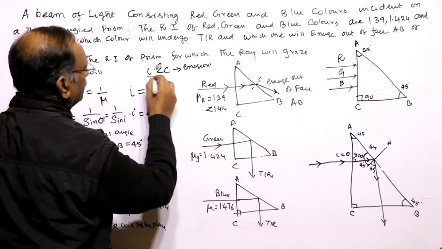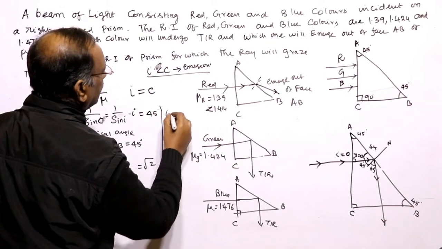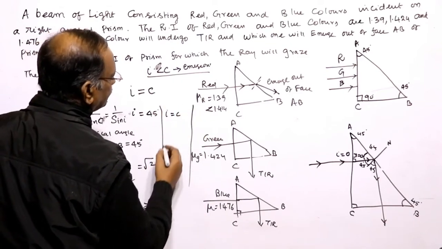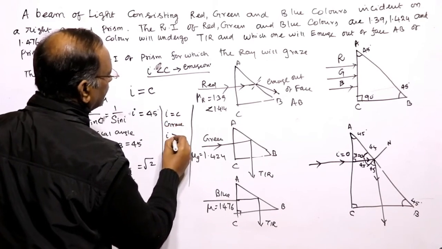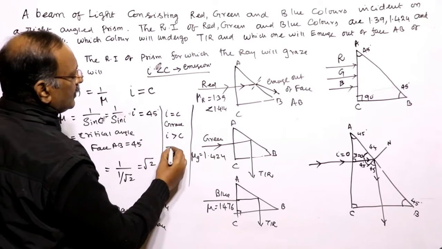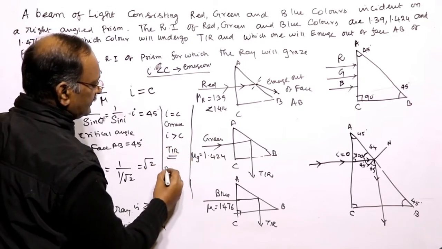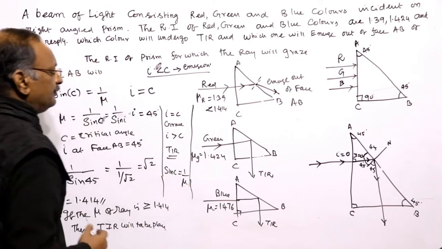If the incident angle is equal to C, then it will graze. If the incident angle is greater than C, then total internal reflection will take place, where the condition given is sine of C is equal to 1 by mu.